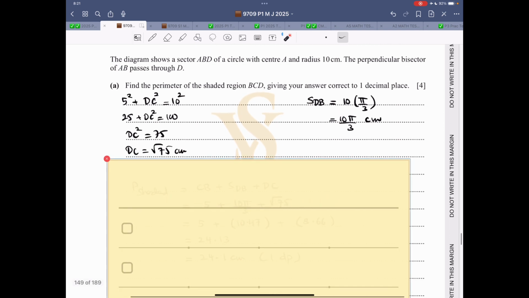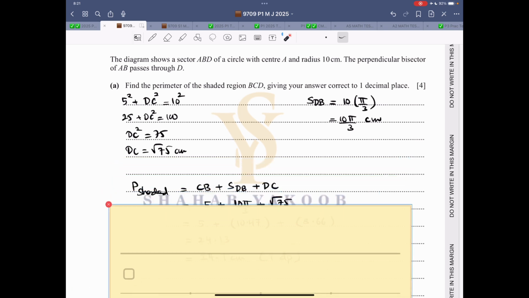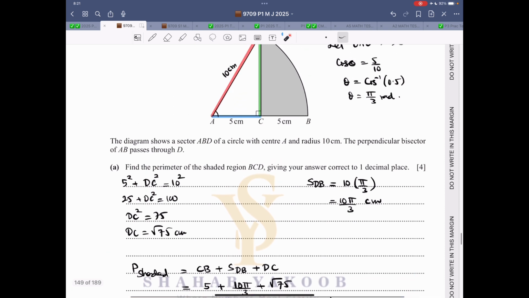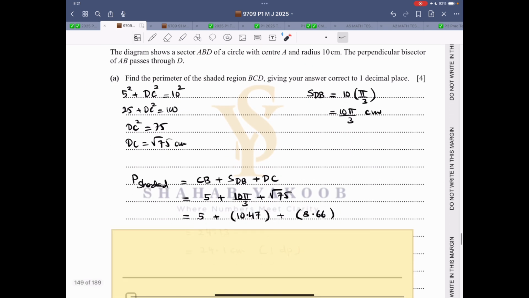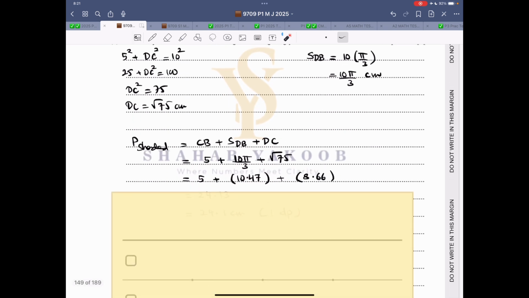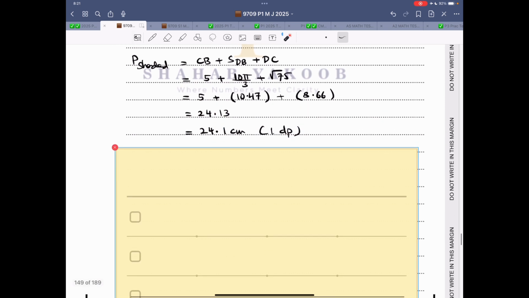Now I work in the exact form, whether this is surds or in terms of pi, and then I'll use the calculator later. So when we are talking about the perimeter, that is this length plus 5 plus the arc length. That is this length, root 75, that was the height, plus the arc length, that is this. CB is 5. Now use a calculator, and then work in 2 decimal places.